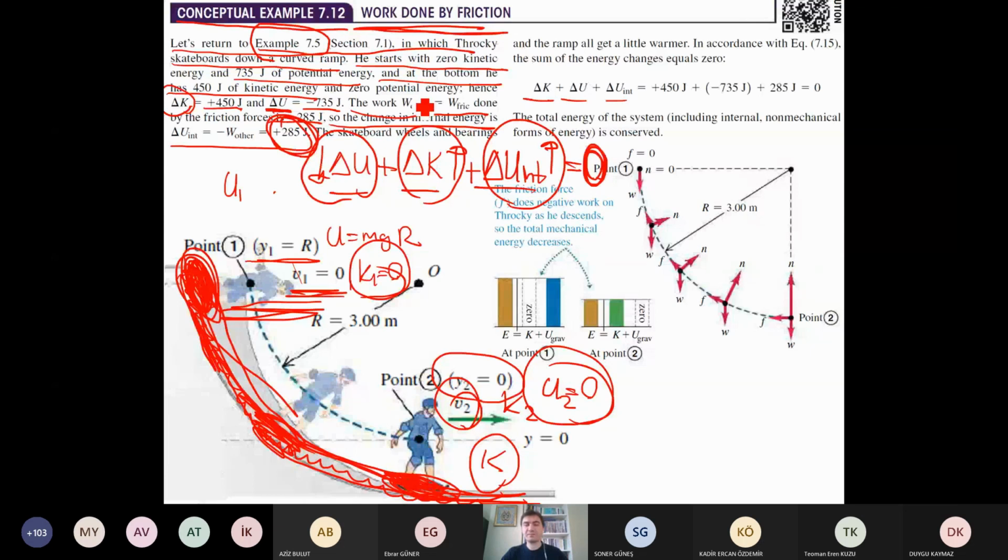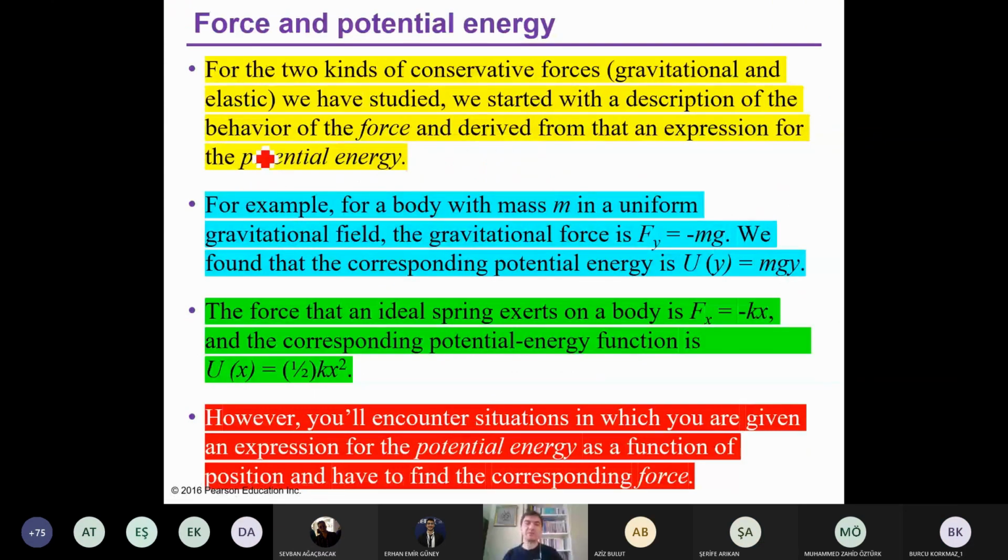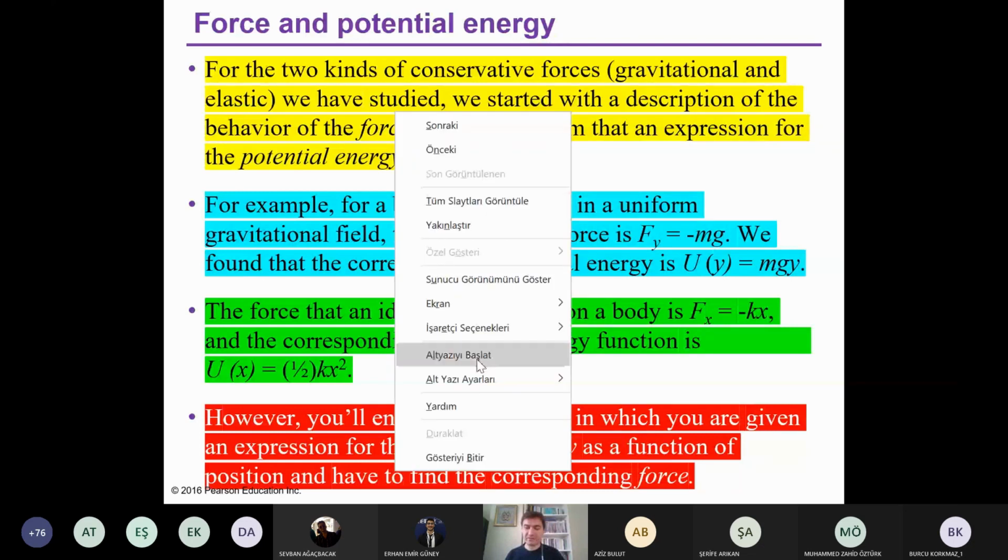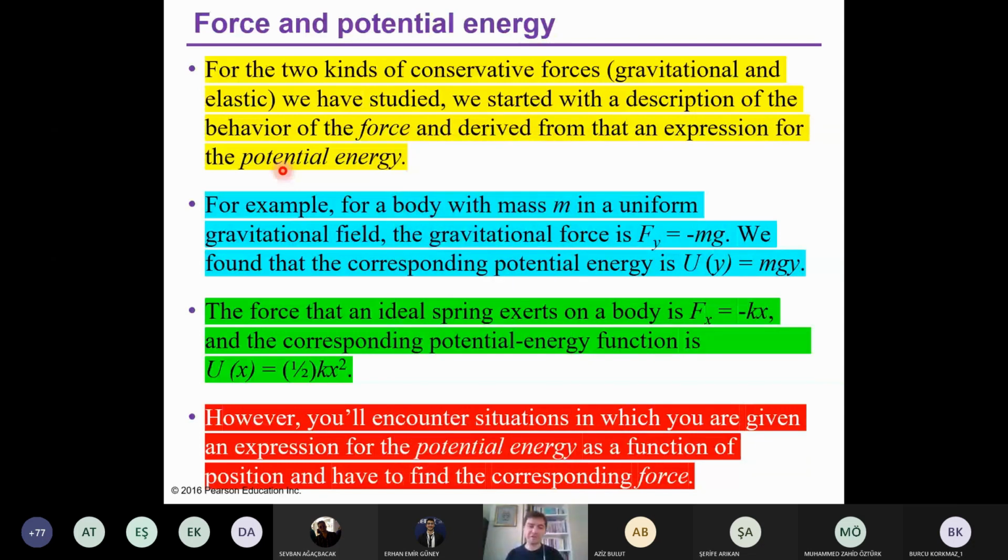Any question here? During the first part of my lecture, we discussed conservative and non-conservative forces, and then we could discuss the conservation of energy. We have discussed the internal energy of systems. Now, we will discuss the relation between force and potential energy.